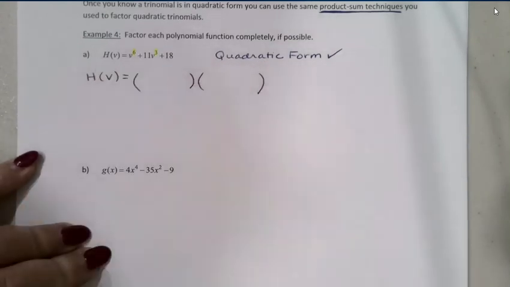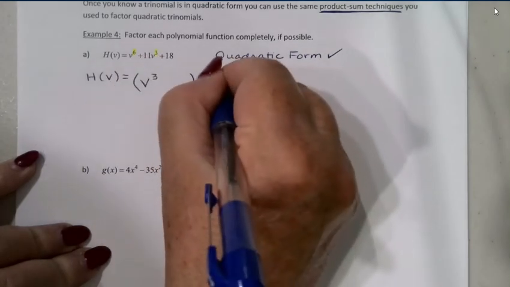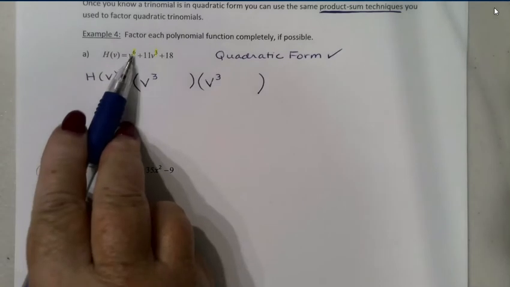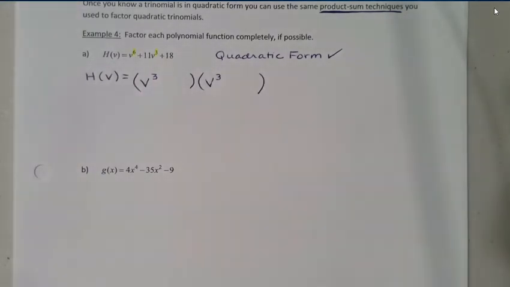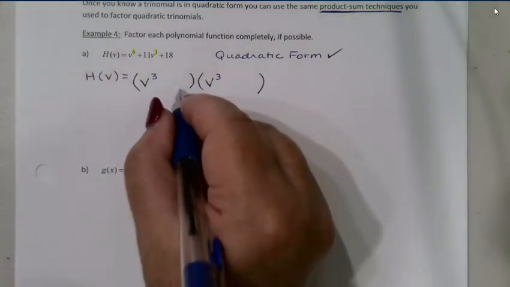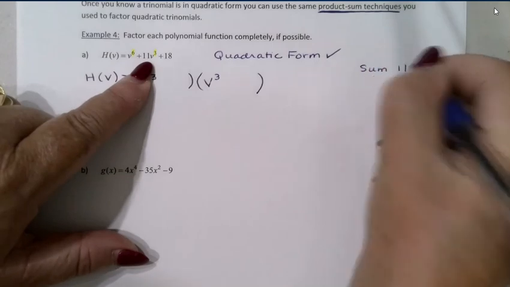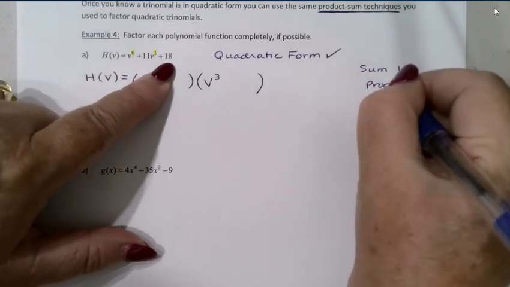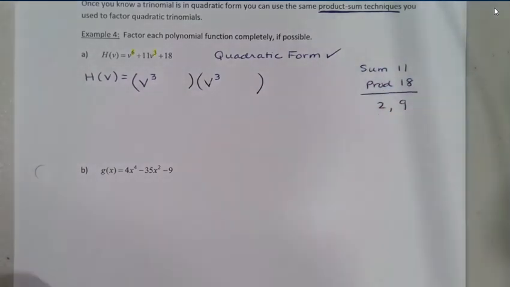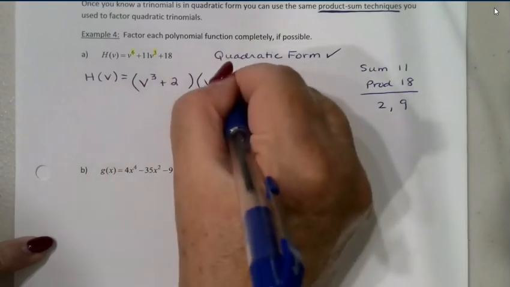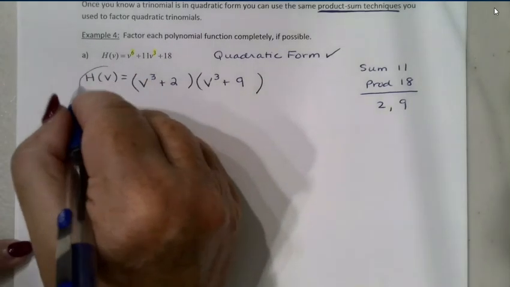I already know that this v to the 6th is just 1v cubed times 1v cubed, right? Notice how I broke the v to the 6th into two equal factors, v cubed times v cubed. To figure out the values here and here, I'm looking for a sum of 11 and a product of 18. So 2 and 9. So v cubed plus 2, v cubed plus 9. And there's my factored form.